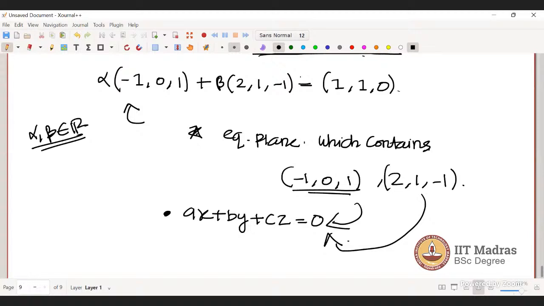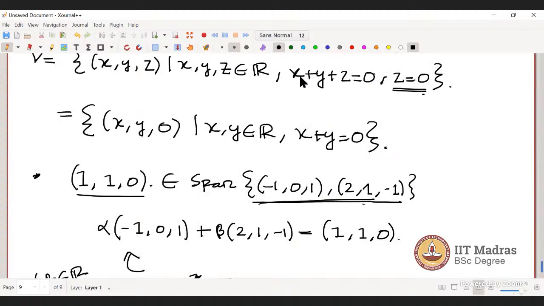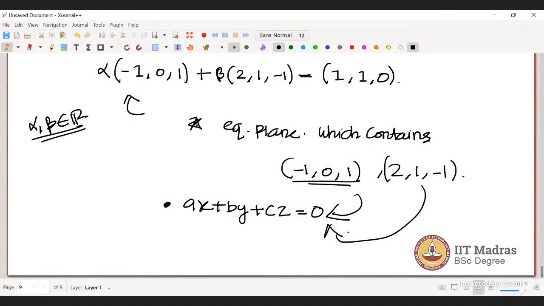Now you put all the values in that equation, and you check one by one which of the following values satisfy the equation. Whoever satisfies the equation is in the span of this set, and whoever doesn't satisfy the equation is not in the span of this set. The two equations that we get by substituting these two vectors, should we subtract them to get the equation of the plane?